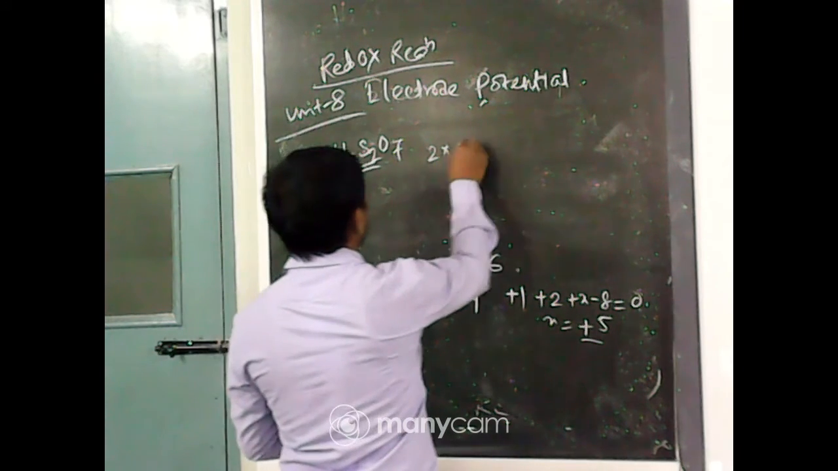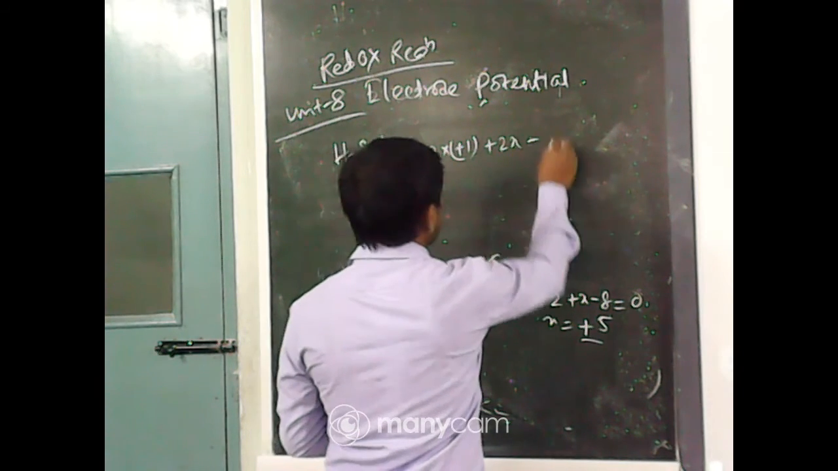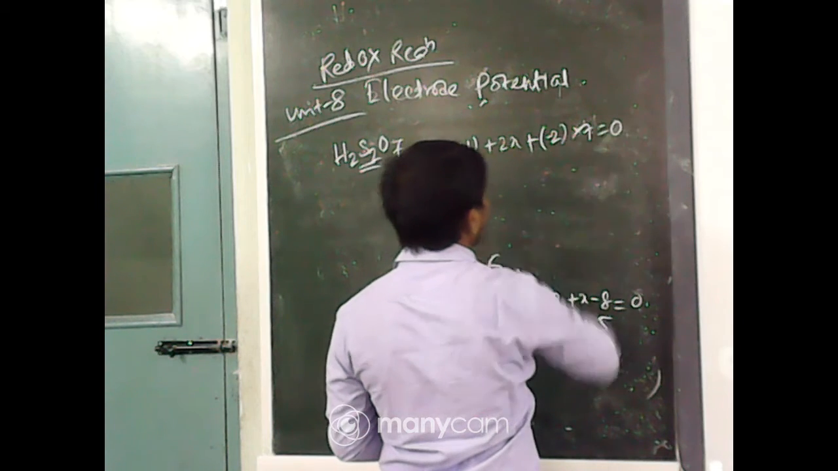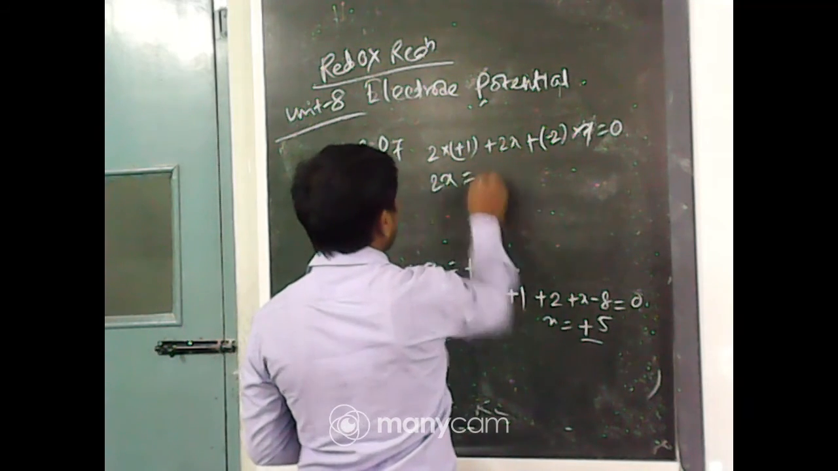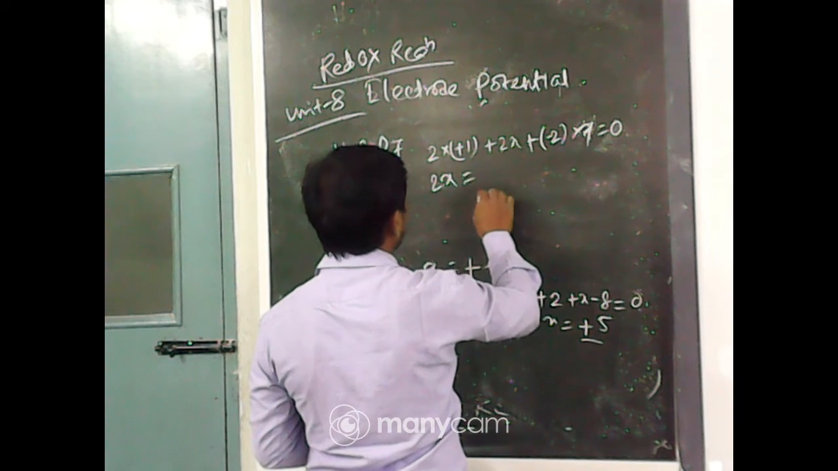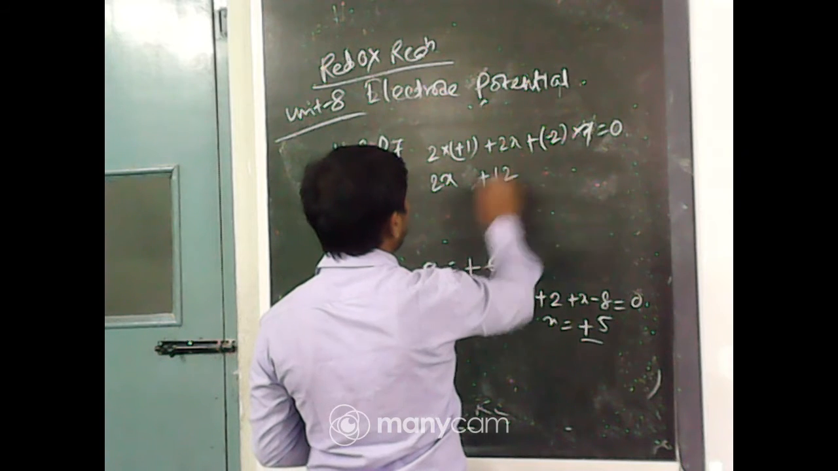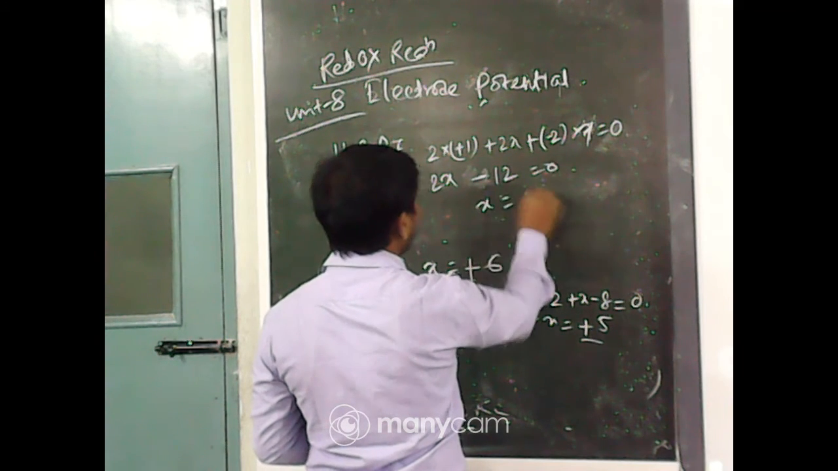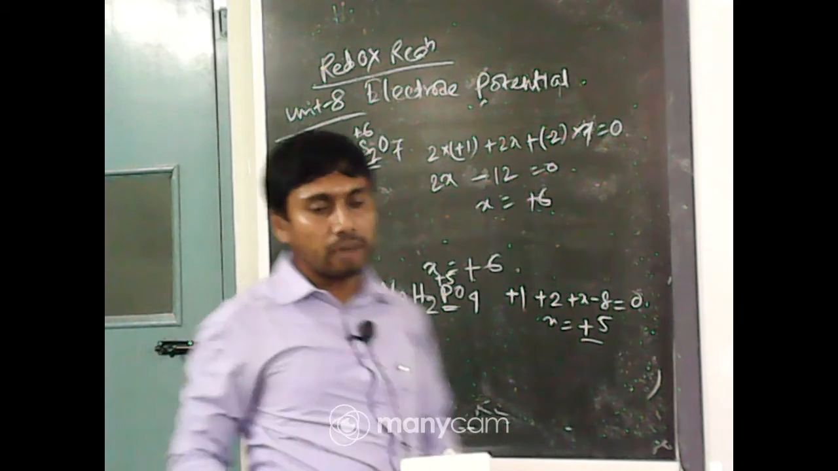Two into +1 for hydrogen plus 2x minus 2 into 7, it is equal to 0. Now, 2x minus 14 plus 2, that is plus 12, minus 12 equal to 0. So, x equal to plus 6. So, here the oxidation state of sulfur is plus 6.